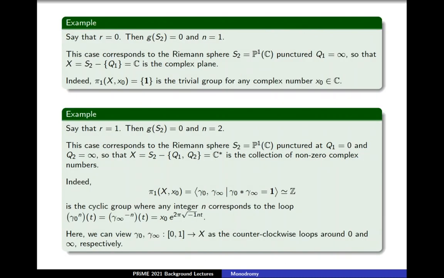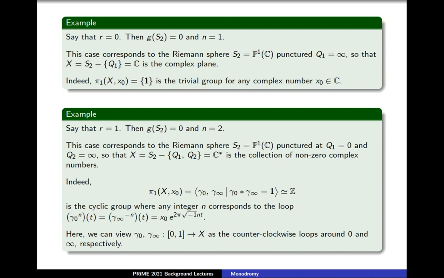So let's consider an example. Suppose that little r is 0, then the genus of S2 is 0, and n is 1. So this case corresponds to taking the Riemann sphere, S2 is P1 of C, punctured at Q1 equals infinity. So our X is S2 minus Q1, and so that will be just C, the complex plane. Indeed, if we study pi 1 of X based at x naught, we'll get the trivial group for any complex number x naught in C. So this time we're taking the fundamental group of the complex plane, and in the complex plane, all the loops are contractible.